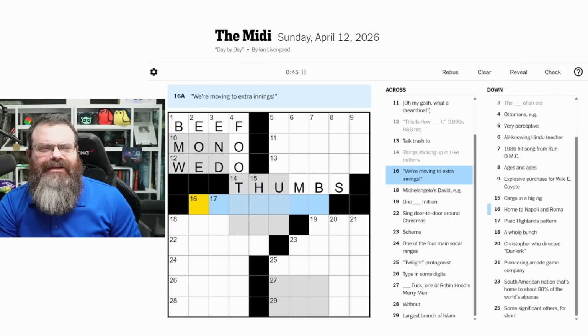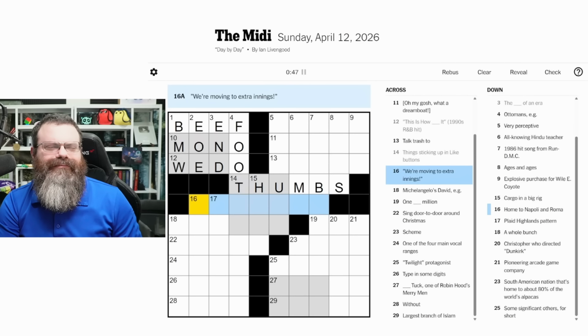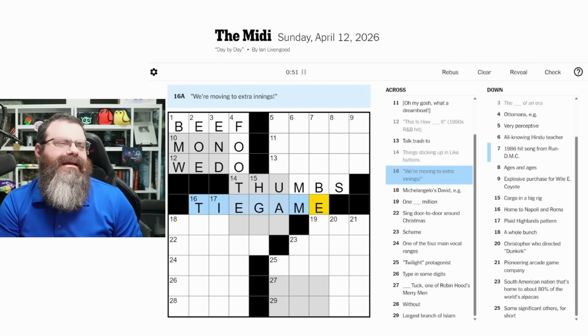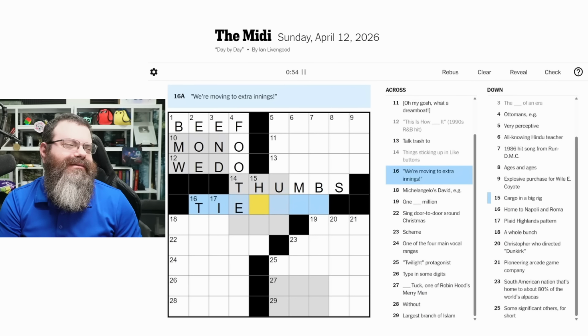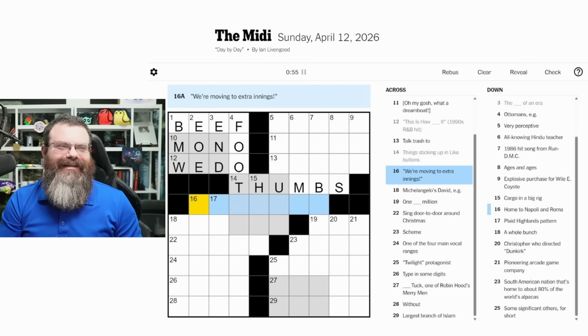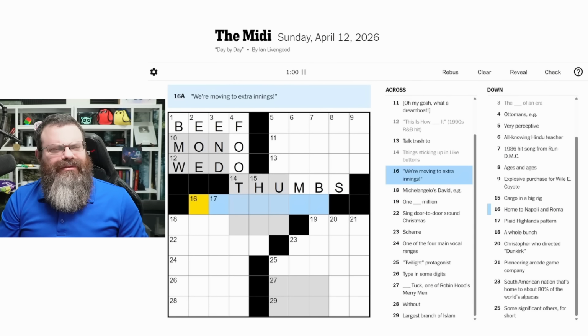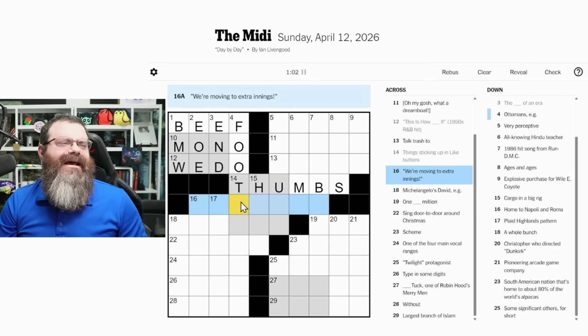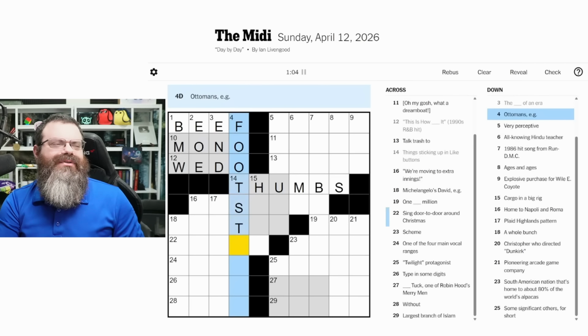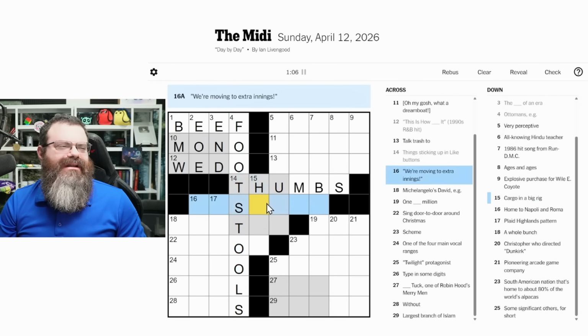We're moving to extra innings. Like a tie game. The problem is that Iga isn't a day of the week. It could be Friday. It could be Tuesday. Okay, let me see if I can get this down because that'll help a lot. Ottomans, footstools. So this has to be Sunday. I think that's the only day starting with S. So what would this be?